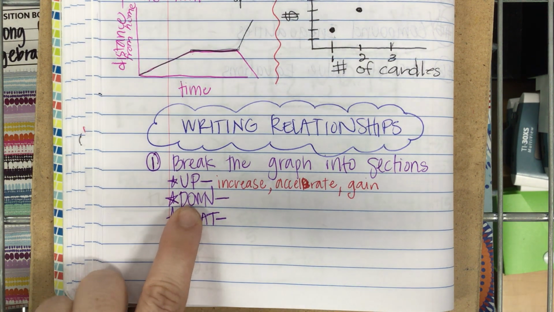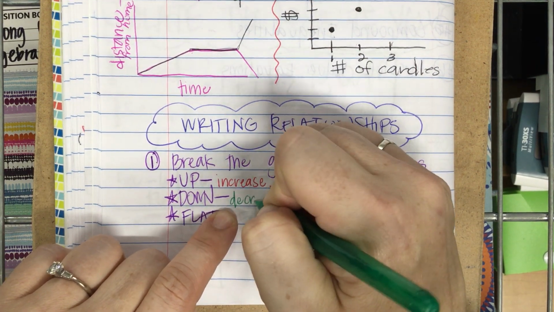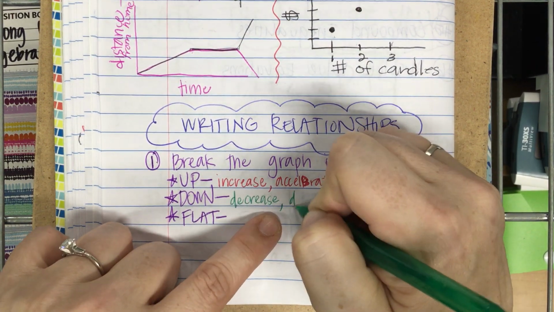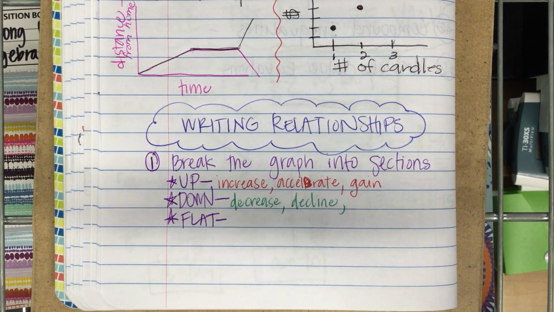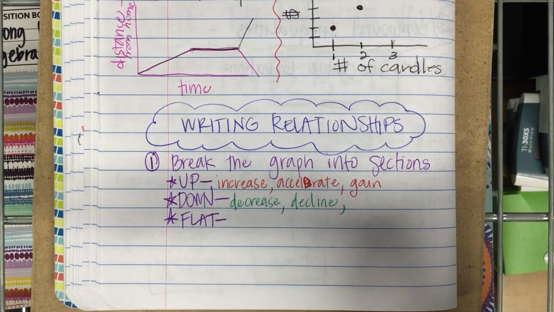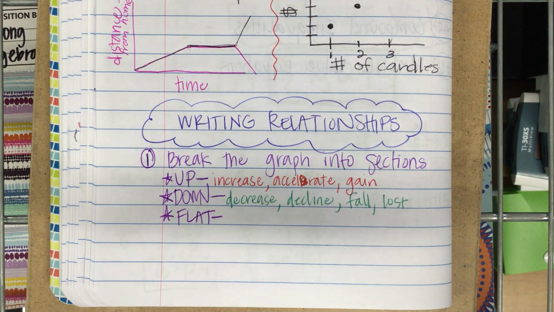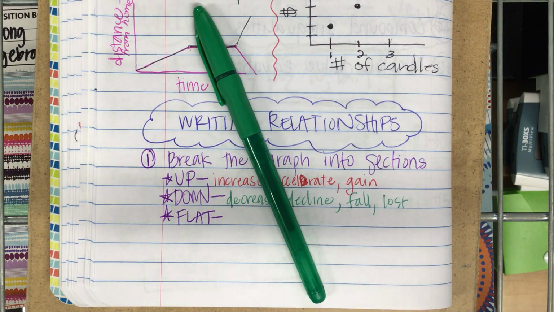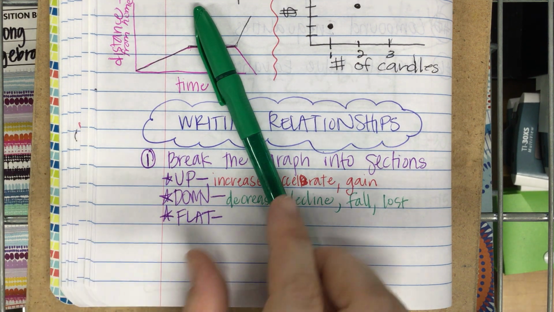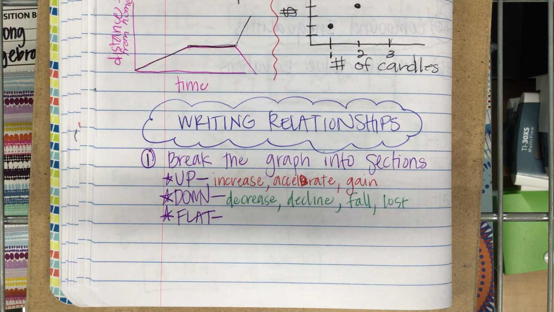All right, so what are some words for down? Decrease. Decline. What if we were talking about weight? Fall or loss? What if it goes down at a big amount? Plummet. Right? Like there are more words than the ones we're just writing. These are just basic ideas.